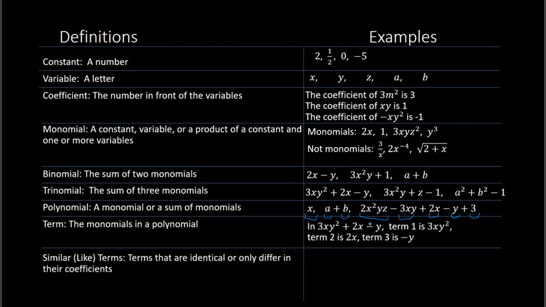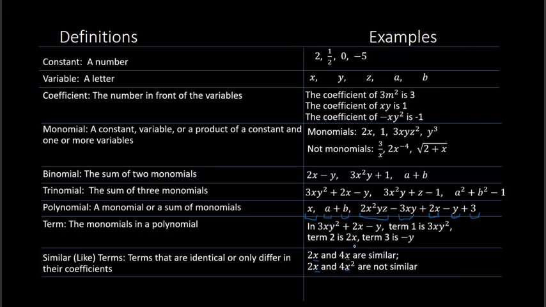And then we have what's called similar or like terms. Those are terms that are identical or only differ in their coefficients. So as long as the variable component is the same, then they would be considered like terms. So for example, 2x and 4x are similar because the variable part is the same. They both have an x. Alright, 2x and 4x squared are not similar because those are not the same. x is different than x squared, so those are not like terms.